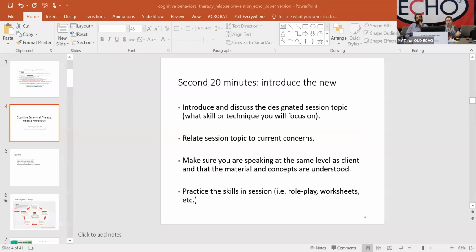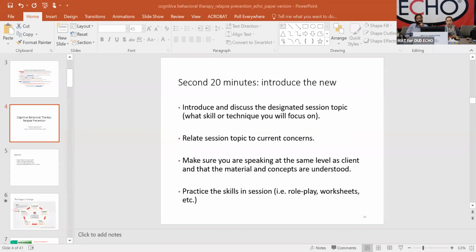Then you move into the meat of the CBT session, which is where you introduce a new skill. So this is where it's designed to really talk about the rationale. This is what we're going to talk about today. This is how it's going to help you. This is why it does what it does. So it relates specifically to their current situation or symptoms that they have just informed you about in that first 20 minutes. That way you make it really salient for them.